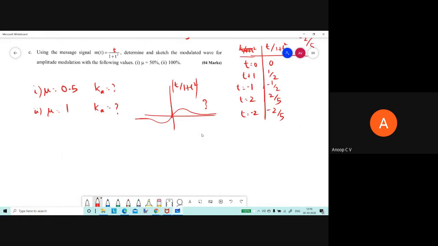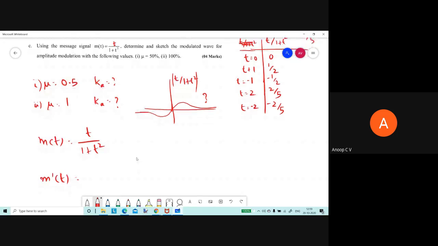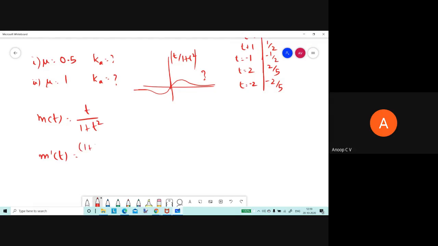Okay, would you please help me to differentiate it once? So I'll just write down m of t is equal to t by 1 plus t square. Now I'll write m dash of t. M dash of t is 1 plus t square times 1 minus t times 2t, all divided by 1 plus t square the whole square. So I should equate this to 0.